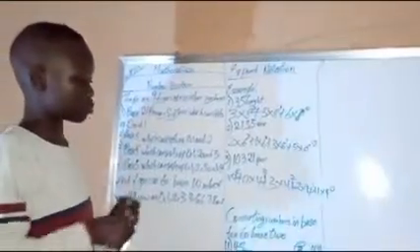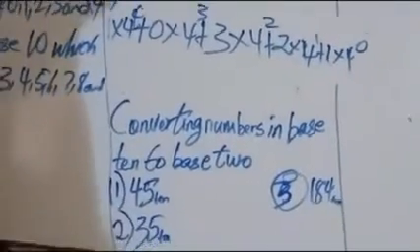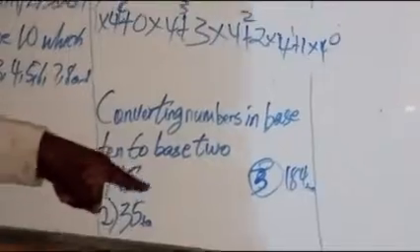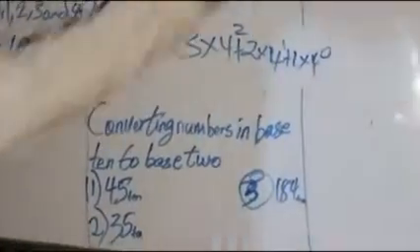So the next subtopic we're going into is converting base 10 to base 2. The way we did this one is going to be different because this one is from base 10 to base 2. So solution number 1 is 45 base 10. We will not do it this way because we are not going from base 2 to base 10.